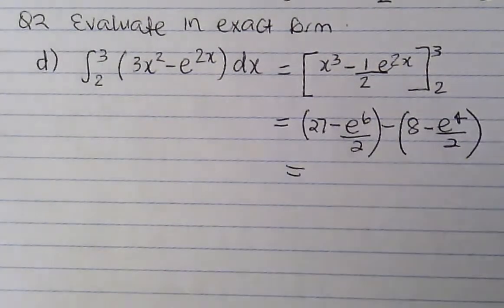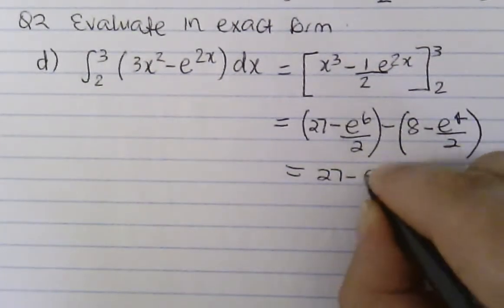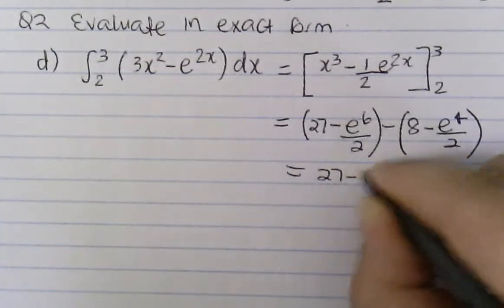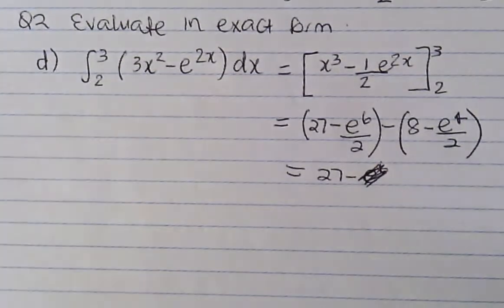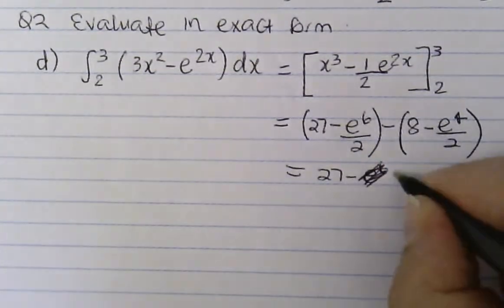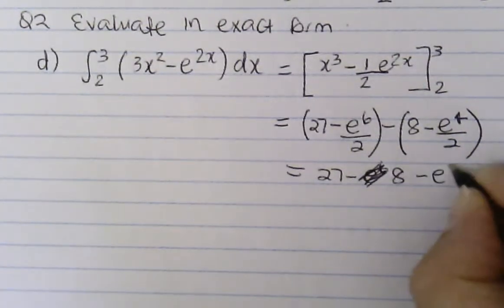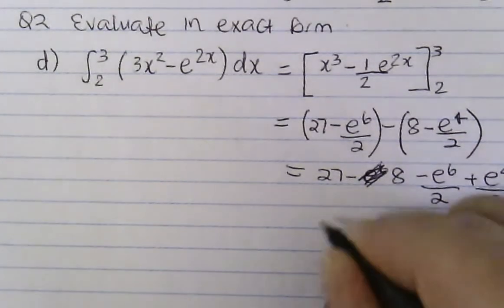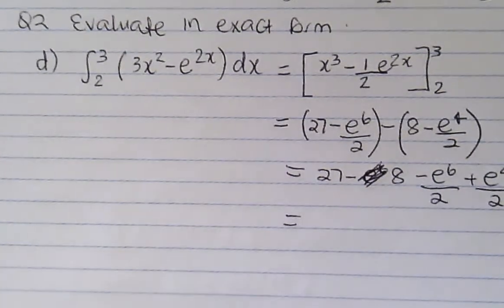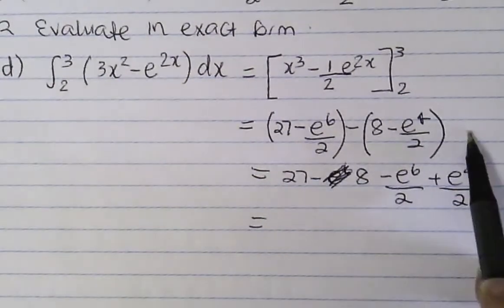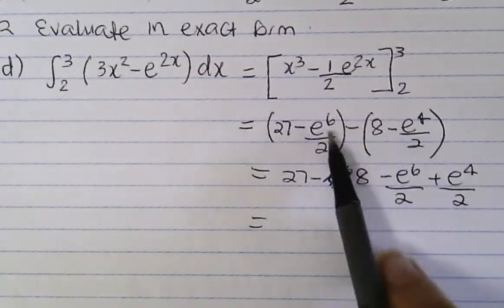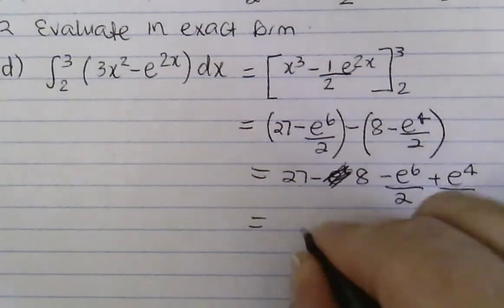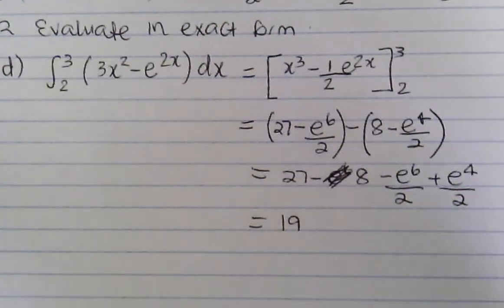So we've got, just expanding, 27 minus e to the, actually what I might do is put the whole numbers together. So 27 minus what? 8 minus e to the 6 over 2 plus or minus e to the 4? Plus e to the 4 on 2. Are we okay with that? Instead of writing it all out, I'm just putting the whole numbers together and the e terms together. So 27 minus 8 is 19.